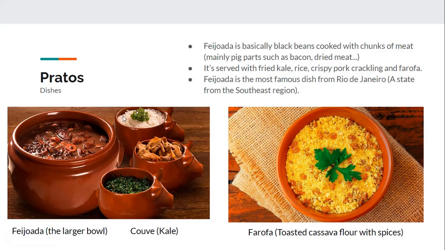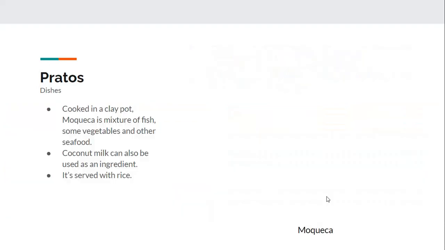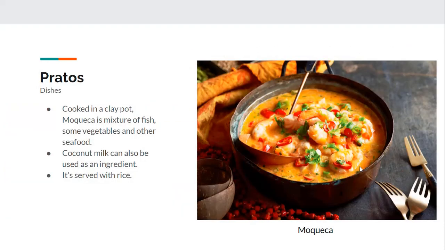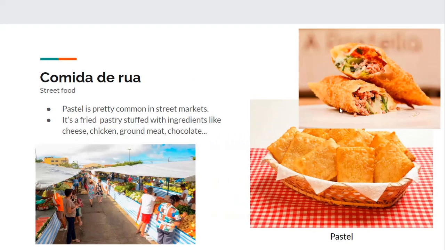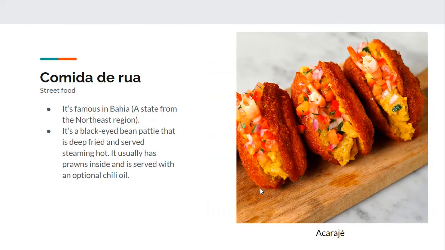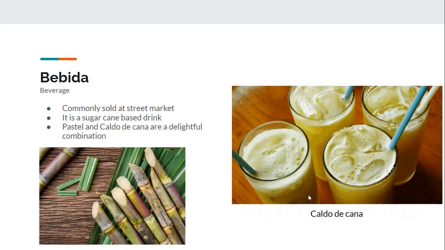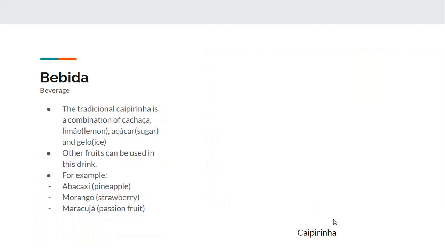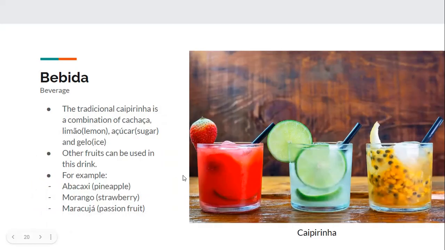Feijoada, arroz, and here we have something like crispy pork crackling, kale, couve, and farofa. And farofa is basically a toasted cassava flour with spices. Moqueca, so a mix of fish, vegetables, and some other seafood. Pastel, coxinha, acarajé, caldo de cana, cachaça, caipirinha, and for this one you can basically put all of the fruits that you like.